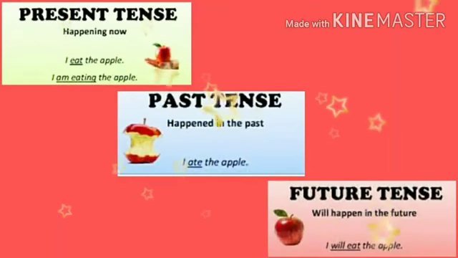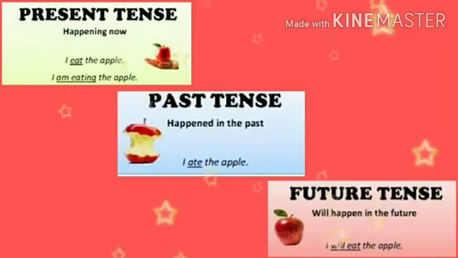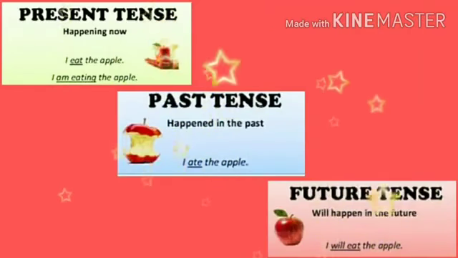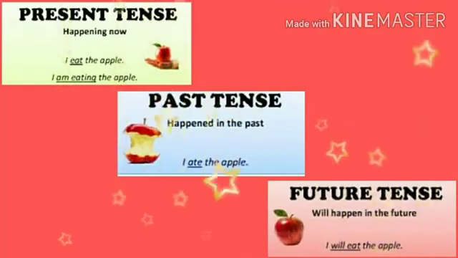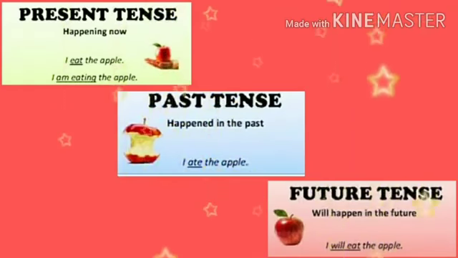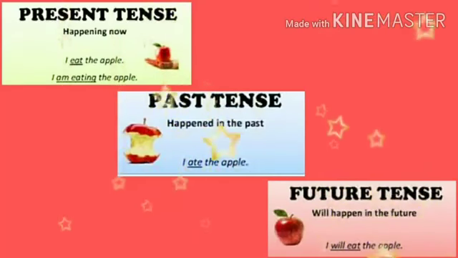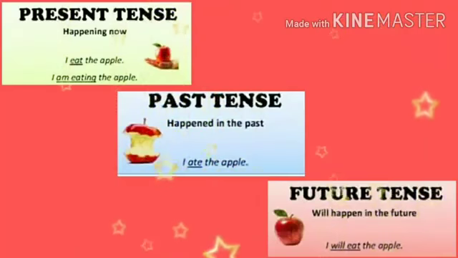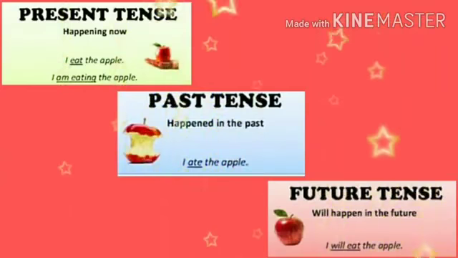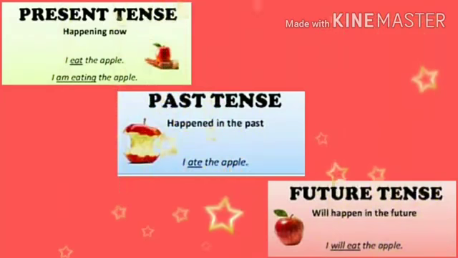Now look at the examples. I eat the apple. I am eating the apple. Both these examples tell us that the action is happening right now. The second tense, past tense, here the example is: I ate the apple. Here the sentence tells us that I ate the apple and the apple is finished now. So from this sentence it's clear that the action happened in the past time.